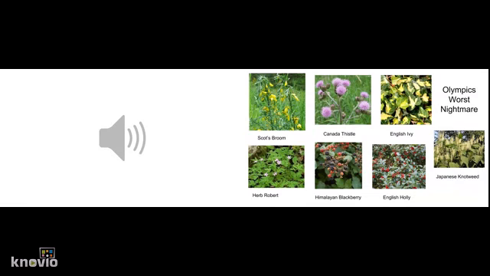These are pictures of Olympic National Park's worst invasive species. As you can see, we have Scotch broom, Canada thistle, English ivy, English holly, Japanese knotweed, Himalayan blackberry, and herb Robert. The park says that before entering, one of the best ways to prevent this sort of thing is to actually know what you're looking for and know what to avoid and what not to spread around. So by taking a look at these pictures before entering the park, that can help you to prevent the spread of these.